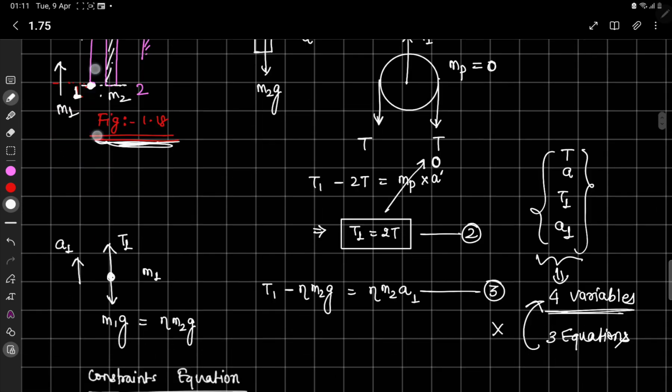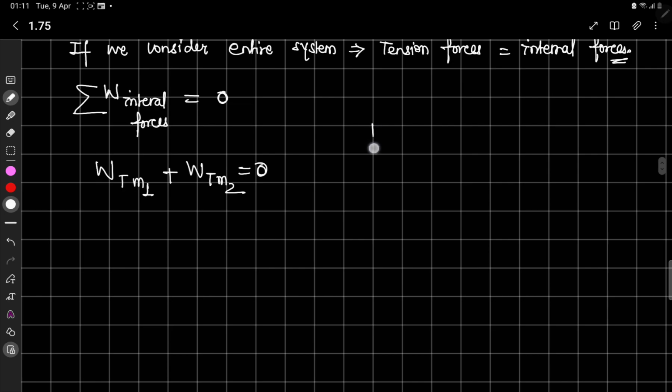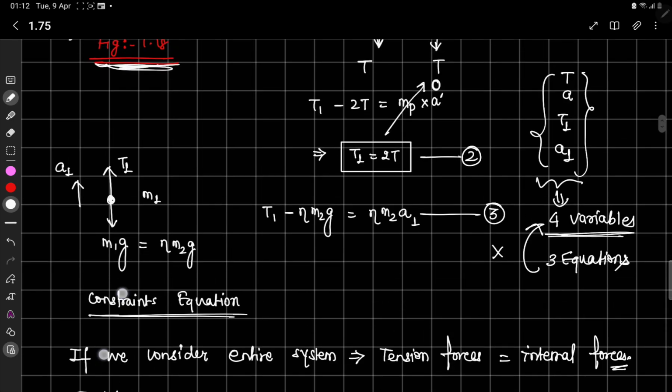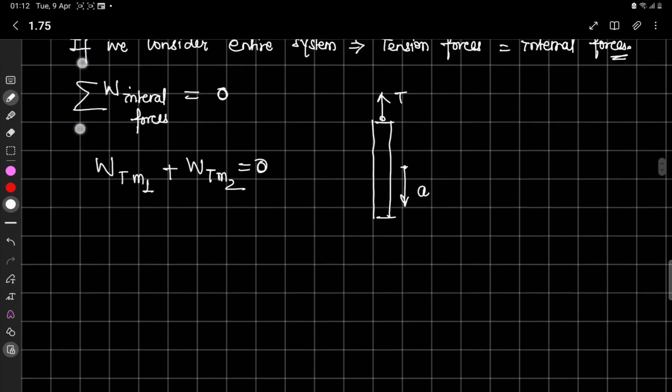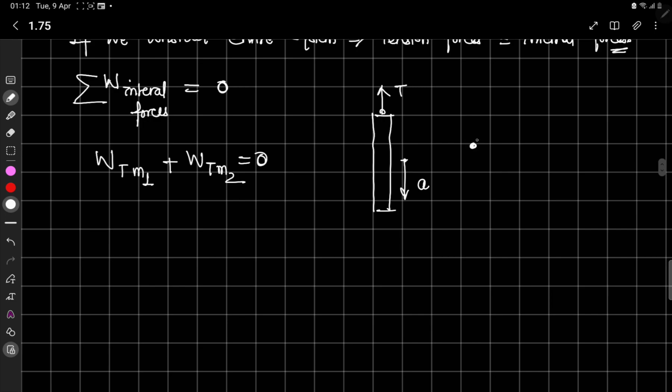If we carefully look here, mass m2 is basically this particular rod, and the tension force here is T, and it is going in the downward direction with acceleration a. And for mass m1, we have the tension force in the upward direction, that is T1, and the acceleration is also in the upward direction, that is a1.